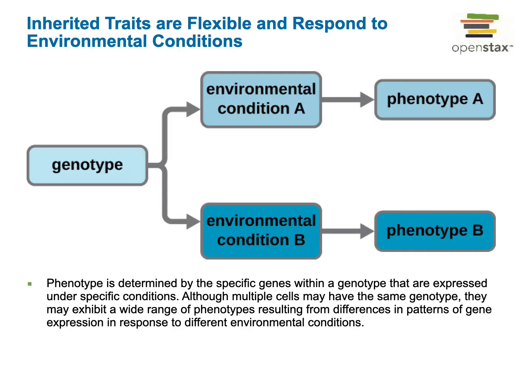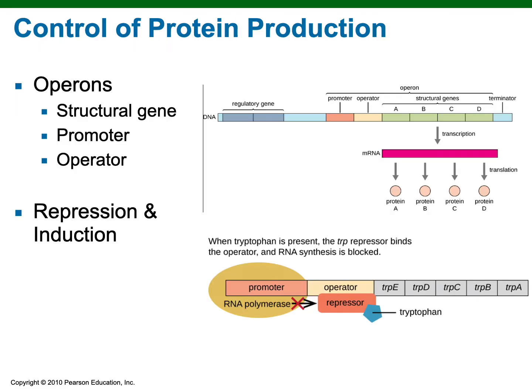And I should point out that these inherited genotypes that cells get from their predecessors are not the end of the story. Different environmental conditions can produce different phenotypes. And this happens because of the control of protein synthesis. The gene is the structural gene, and that's the part that's made into the protein. But there are also regulatory parts of the gene.